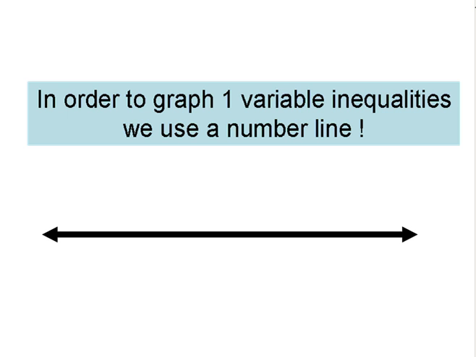In order to graph one variable inequalities, we're going to use a number line. So when you have to use number lines when you're working on your homework, all you do is draw a line and put a 0 on it. And then if you need a positive 2, put a positive 2 on there. If you need a negative 3, just put a negative 3. Only put the numbers you need on there, okay? But you're always going to have a 0 no matter what.